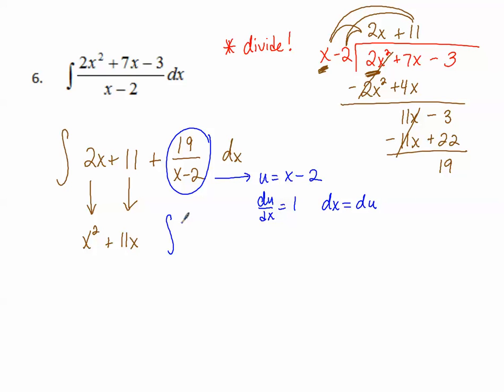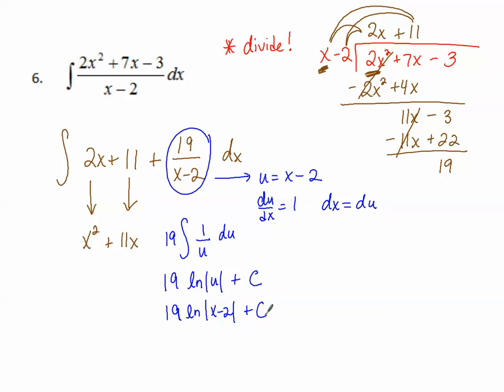Think of this as 19. Probably pulled out of the integral would even be nicer. Let's write it that way. 19 times the integral of 1 over u. dx becomes du. And there's my natural log. 19 natural log of absolute value of u plus c, or 19 natural log of absolute value of x minus 2 plus c. Let's put it all together. Don't forget about this stuff that was in the front. X squared plus 11x plus 19 natural log of the absolute value of x minus 2 plus c. There we go.